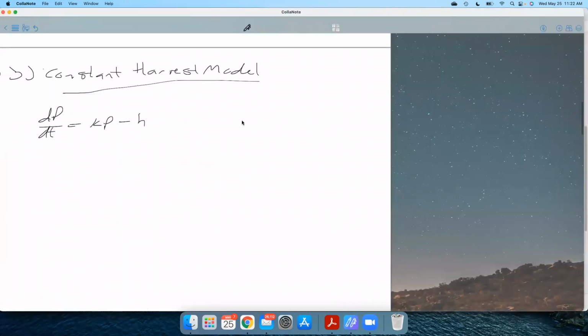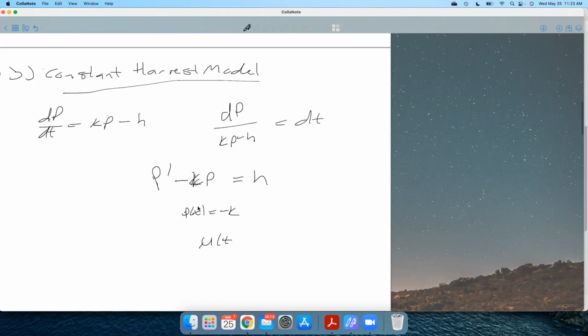I could solve this as separable and say dP over kP minus H equals dt. I've separated the variables. All my P's are on this side. All my T's are over here. Or I could write that as P prime minus kP equals H. Now I've put it in kind of standard form for a linear DE, where my little p of x is negative k.